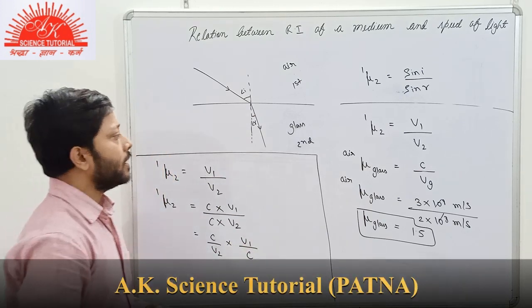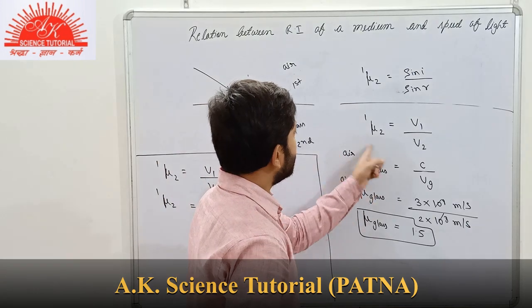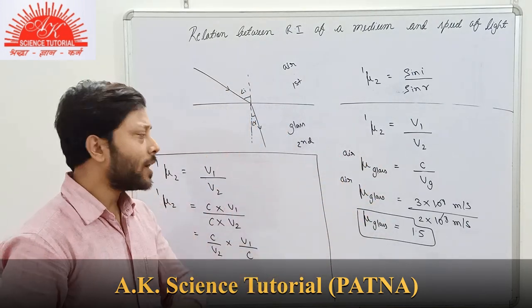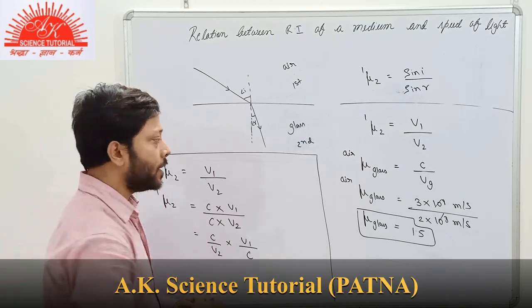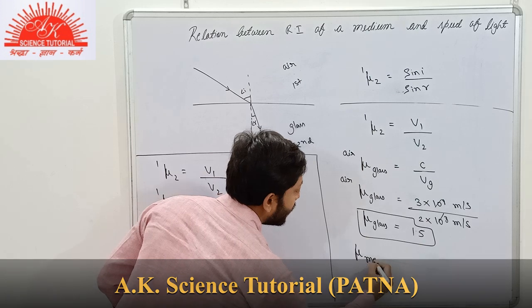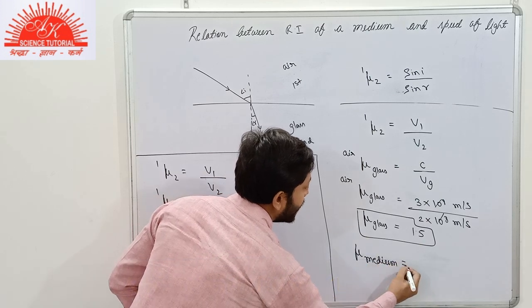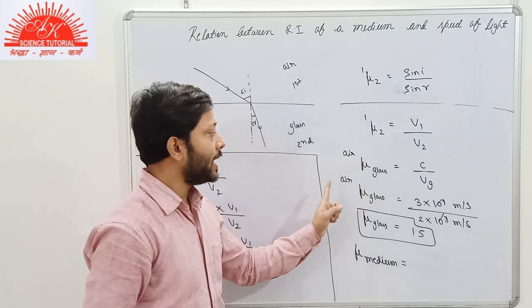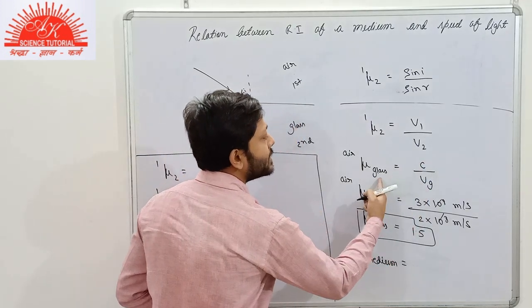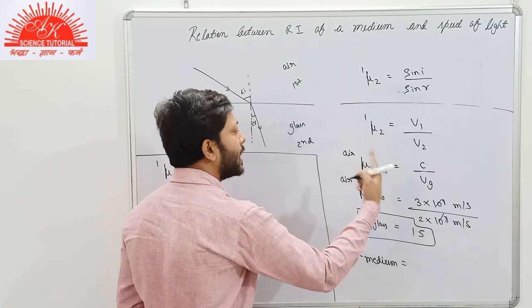One more thing: here the refractive index of glass, or of water, or of diamond, or of any medium, what can we write over here? In general, the refractive index of any medium, what will it be? In the place of glass, it can be water, it can be diamond, it can be anything.